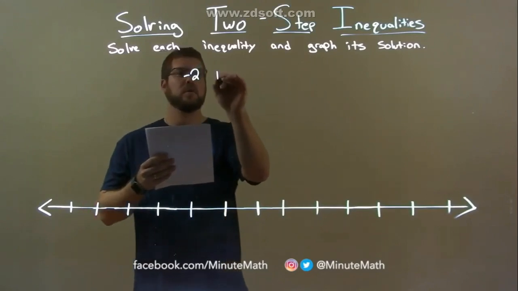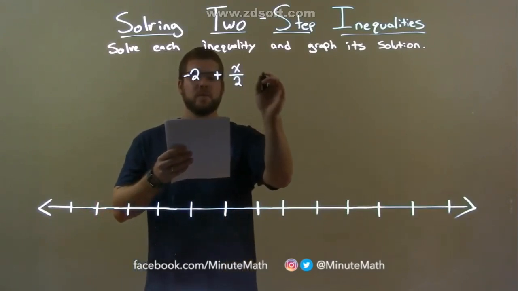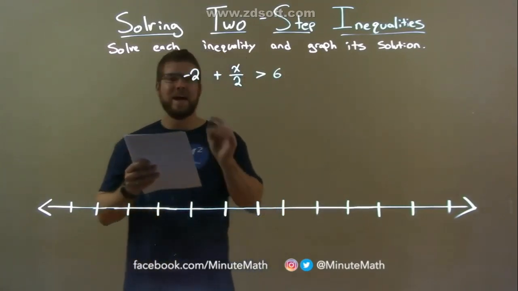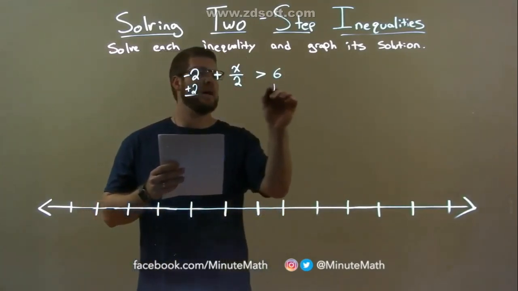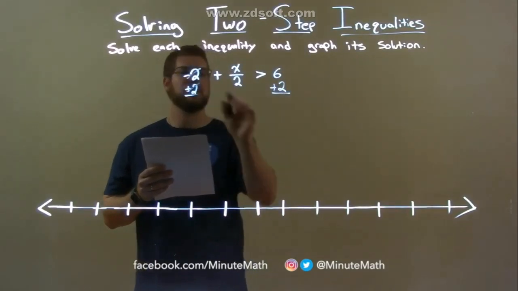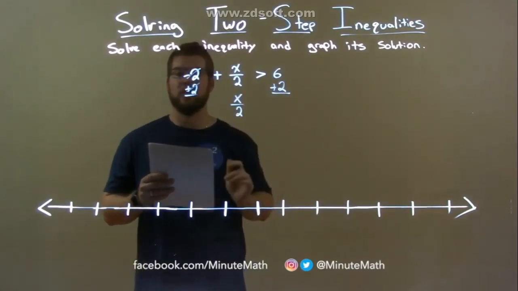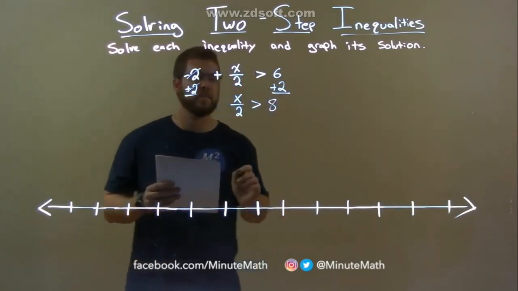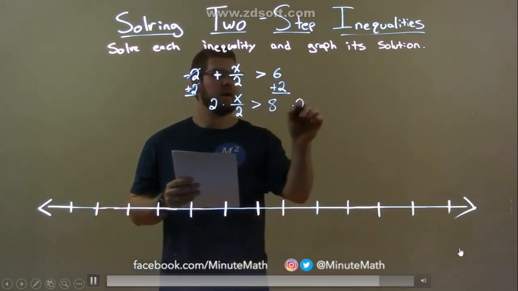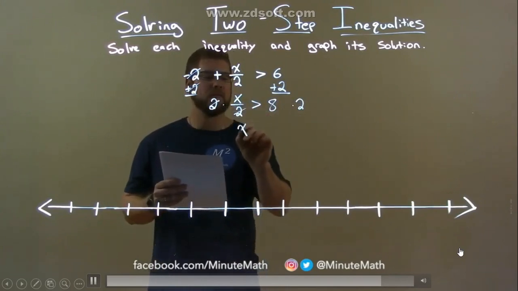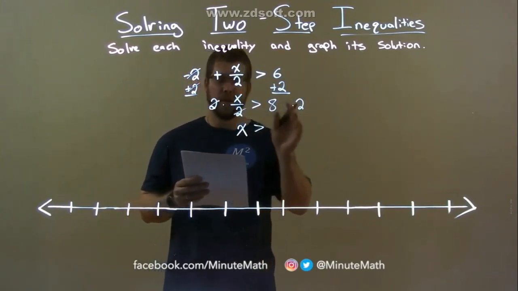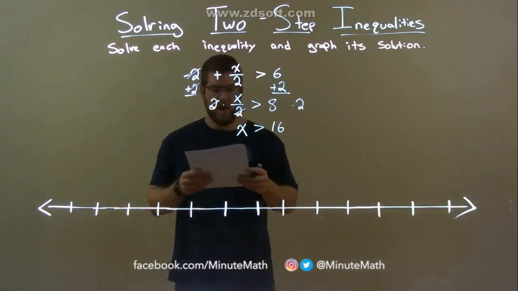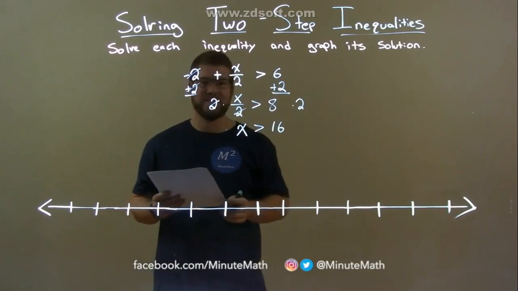Negative 2 plus x over 2 is greater than 6. Well, the first thing I want to do is add a 2 to both sides. The 2's cancel here, leaving me x over 2 by itself on the left. Still greater than, and 6 plus 2 is 8. Now if I multiply 2 to both sides, the 2's cancel again, and x is now by itself, still greater than, and 8 times 2 is 16. So x is greater than 16 is our answer.